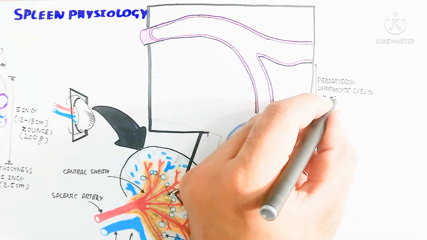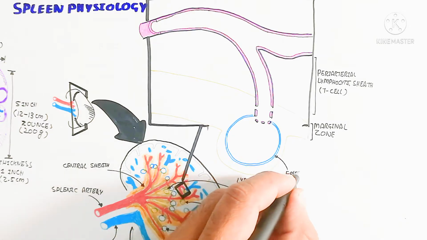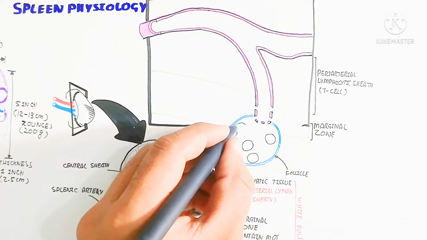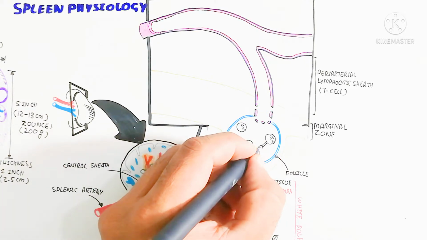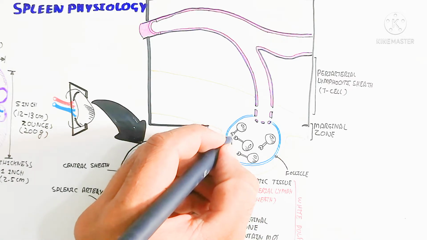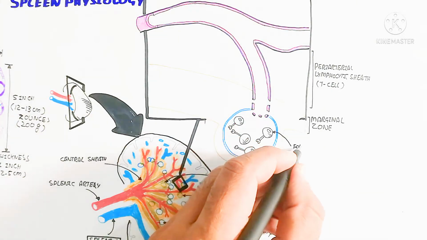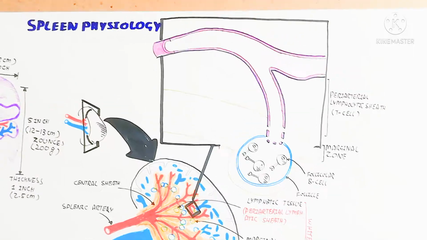This periarterial lymphocyte sheath contains T cells. These T cells are present between the marginal zone and the central artery. So these are the B cells, present in the follicle, and the blue color shows the follicle, and the follicle contains B cells.